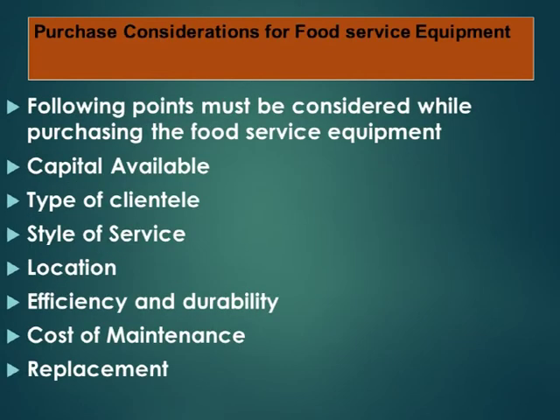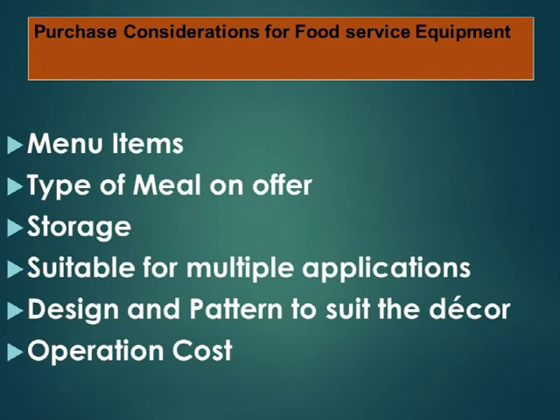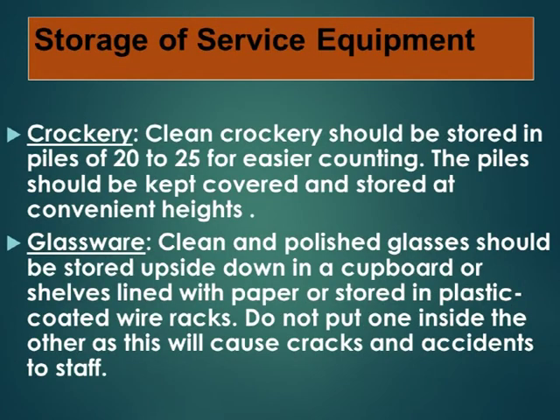Purchase considerations for food service equipment. The following points must be considered while purchasing the food service equipment. Capital available. Type of clientele. Style of service. Location. Efficiency and durability. Cost of maintenance. Replacement. Menu items. Type of meal on offer. Storage. Suitable for multiple applications. Design and pattern to suit the decor. Operation cost.